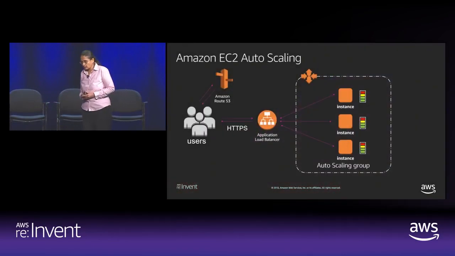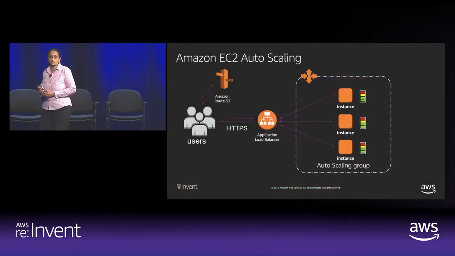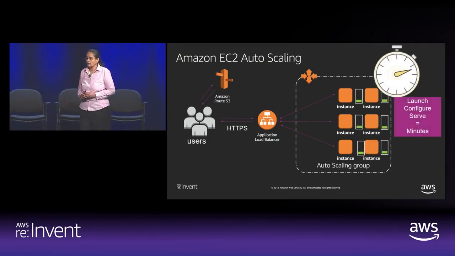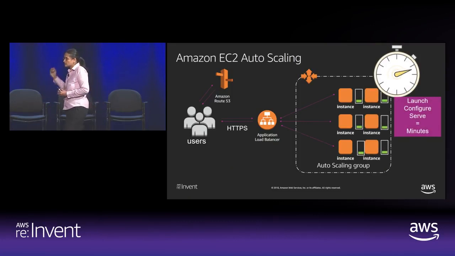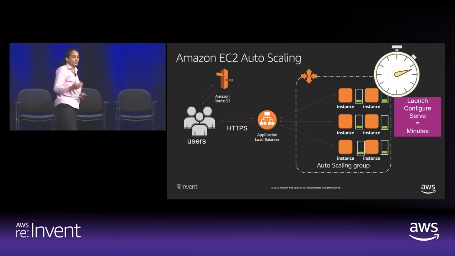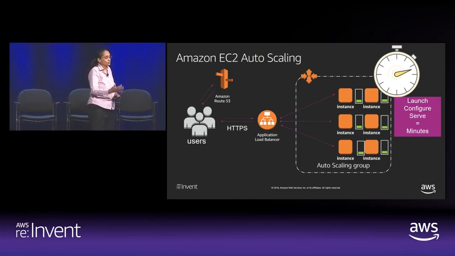Quickly getting into scalability, we always recommend that you configure auto-scaling inside your target groups. With auto-scaling, you can launch, configure, and serve with new instances within minutes, right? So you can predict the scale of your application. Please go and enable auto-scaling.